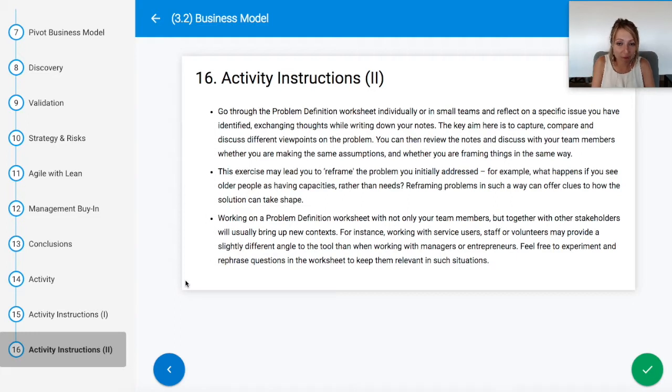This exercise may lead you to reframe the problem you initially addressed. For example, what happens if you see older people as having capacities rather than needs? Reframing problems in such a way can offer clues to how the solution can take shape. Working on a problem definition worksheet with not only your team members but together with other stakeholders will usually bring up new contexts. For instance, working with service users, staff, or volunteers may provide a slightly different angle to the tool than when working with managers or entrepreneurs. Feel free to experiment and rephrase questions in the worksheet to keep them relevant in such situations.